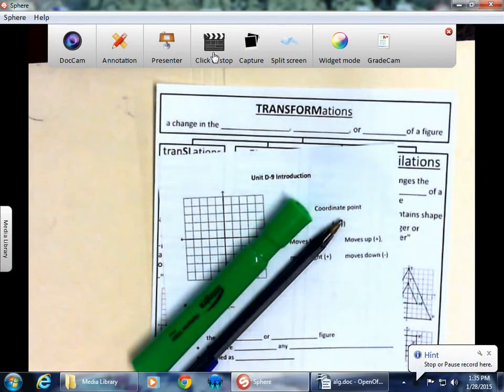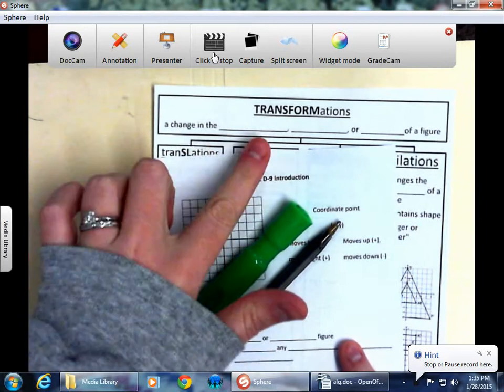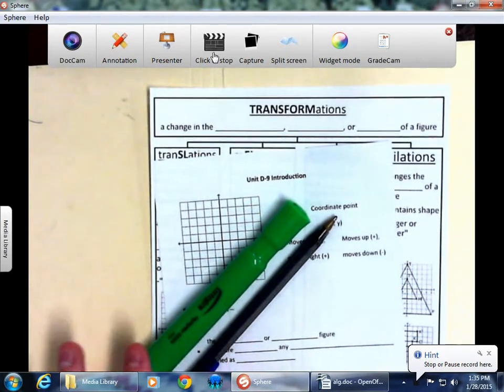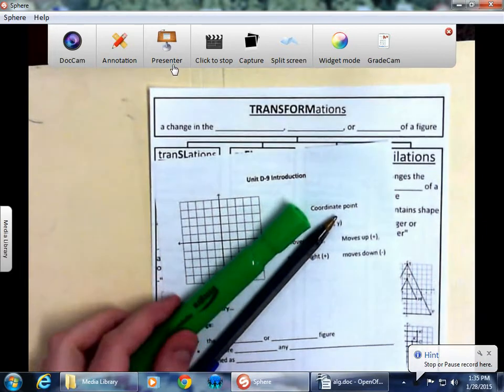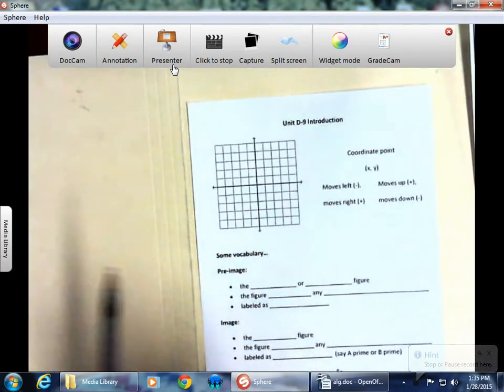Alright, today we are going to work on some notes for Unit D9. You are going to need your notes that say Unit D9 Introduction, the notes that say Transformations at the top, and a pencil or pen, and if you have a highlighter, that would be fabulous. Okay, so we're going to start with the one that says Unit D9 Introduction.